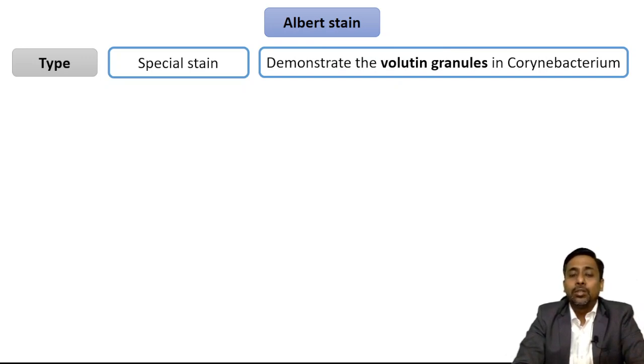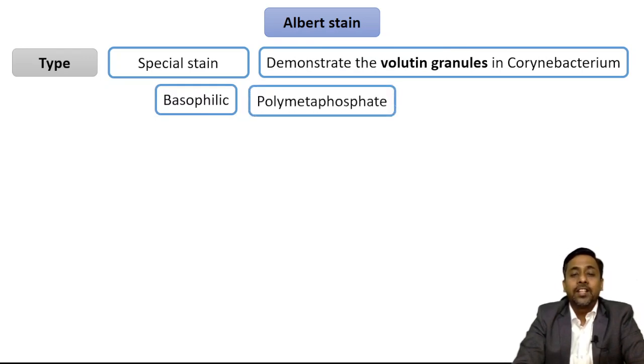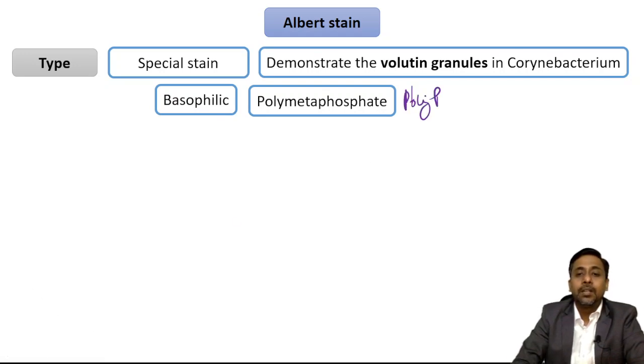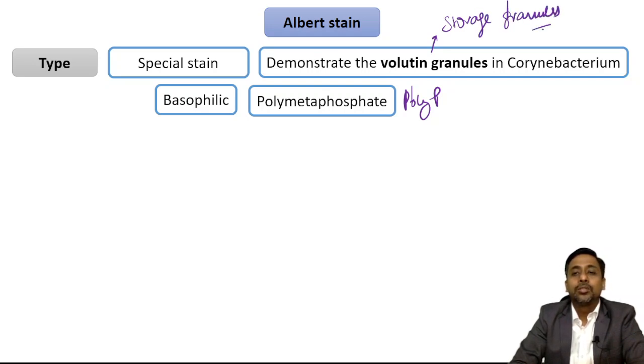These volutin granules are basically strongly basophilic bodies, composed of inorganic polyphosphates or polymetaphosphates, also known as poly-P. These are the storehouse of the cell, and that's why this granule is also known as storage granules.